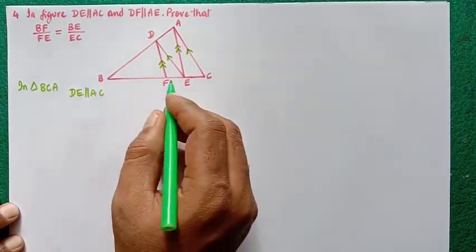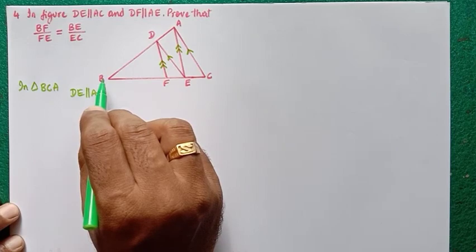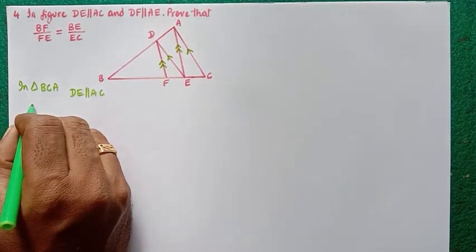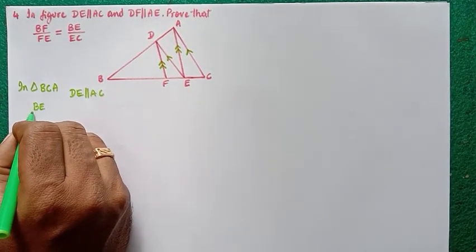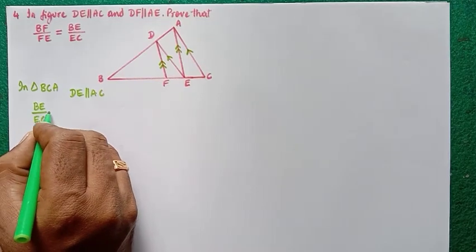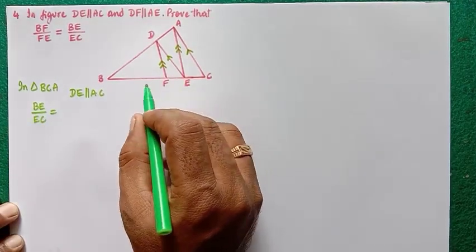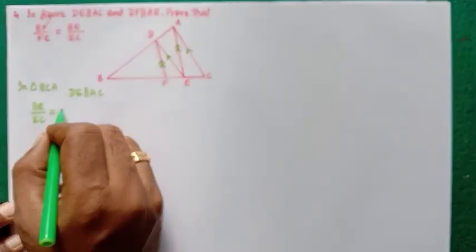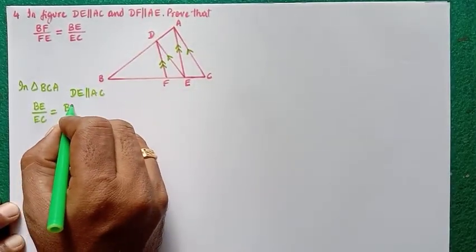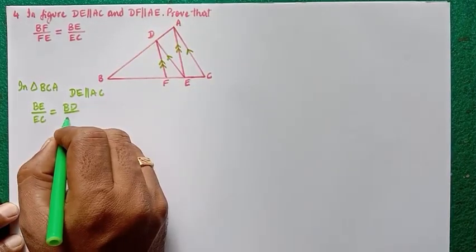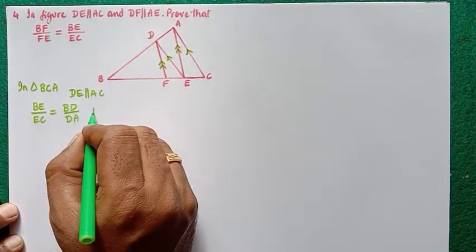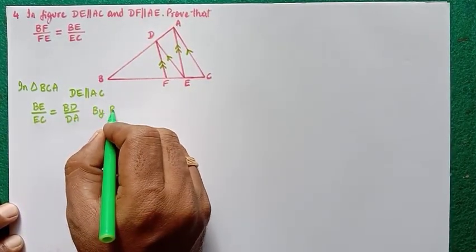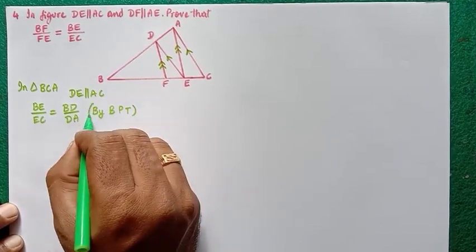So what we can write is BE by EC is equal to BD by DA, by the basic proportionality theorem, that is Thales theorem.